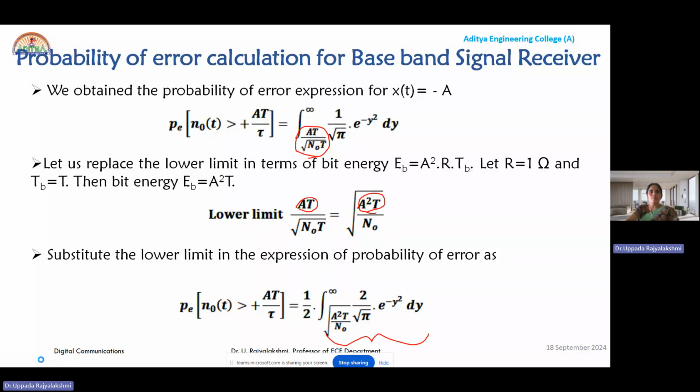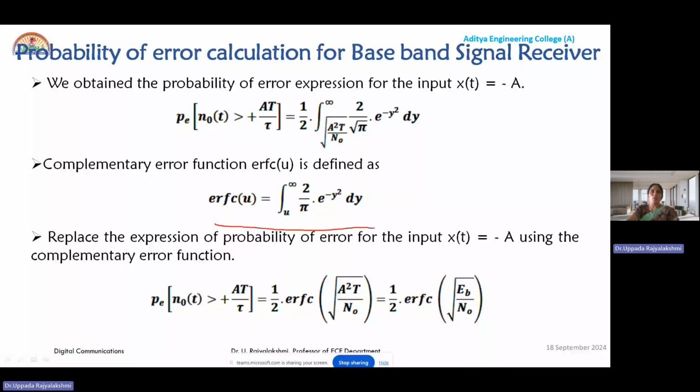This is nothing but the complementary error function of u. What is u? u is the lower limit. Integral u to infinite 2 by root pi e power minus y square dy. So this whole factor can be expressed as ERFC of this lower limit. So it is equal to half into ERFC of root lower limit. What is the lower limit? Root A square t by N naught, where A square t is bit energy.